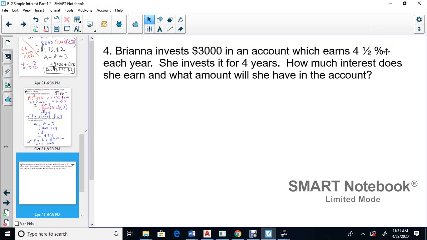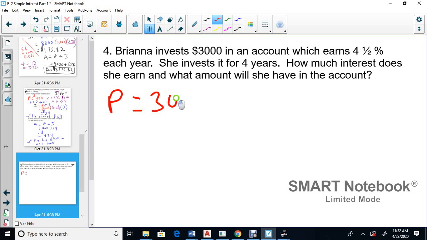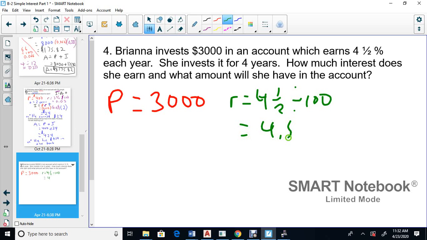So let's start off here. We'll do the different colors. So we'll go red this time, red for the principal. So this is what she starts off with, $3,000. So P is 3,000. Let's do green for the rate. R is 4.5%. Okay, so you're going to divide that by 100. So it's like 4.5. A half is 0.5. You divide that by 100, okay, and you get 0.045. And our time, which we'll do in a different color here, time is 4 years.